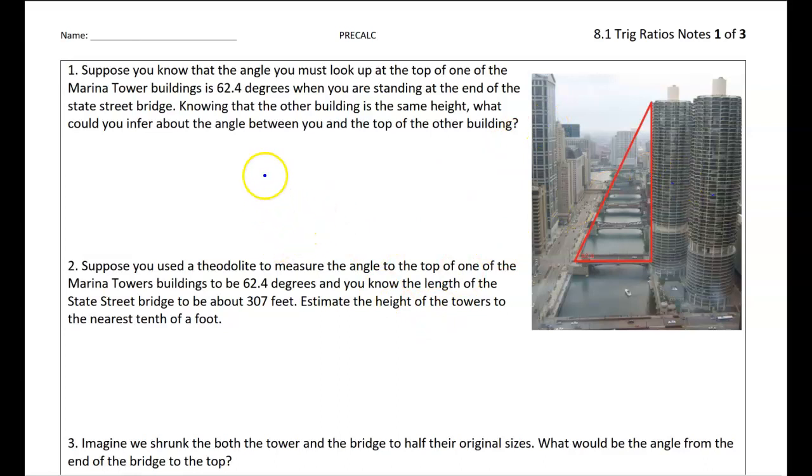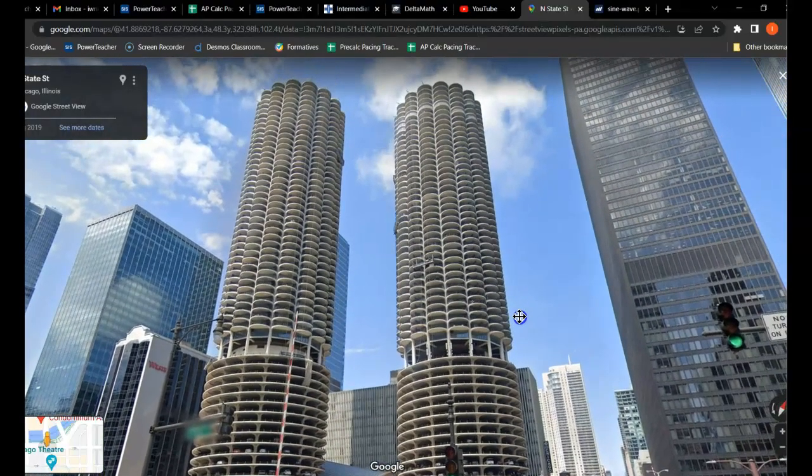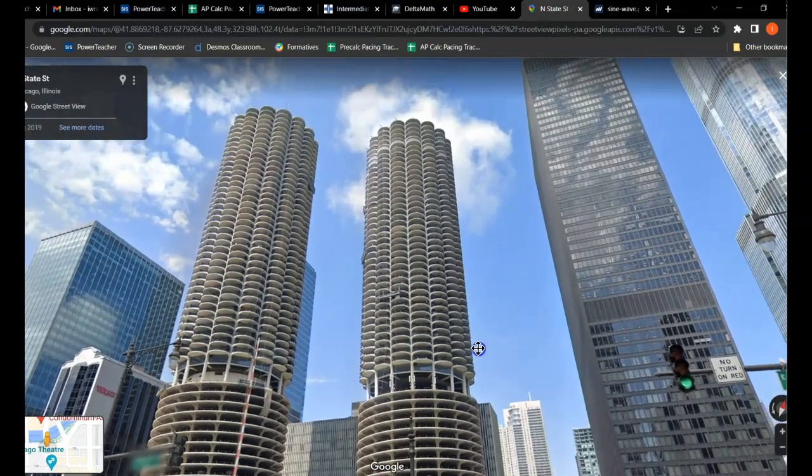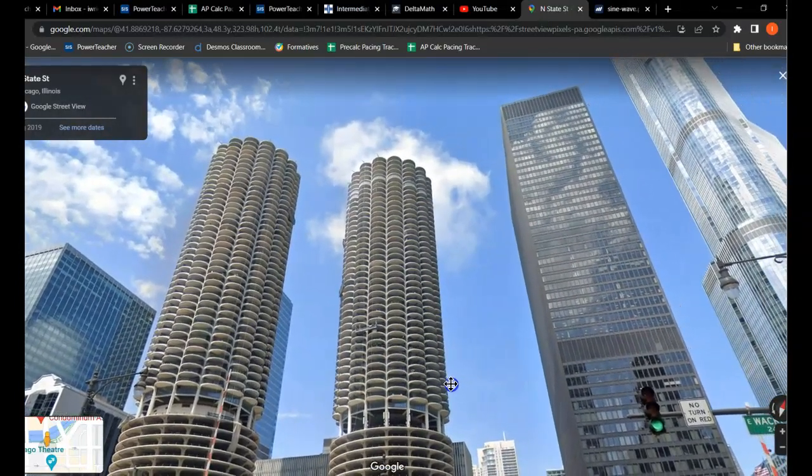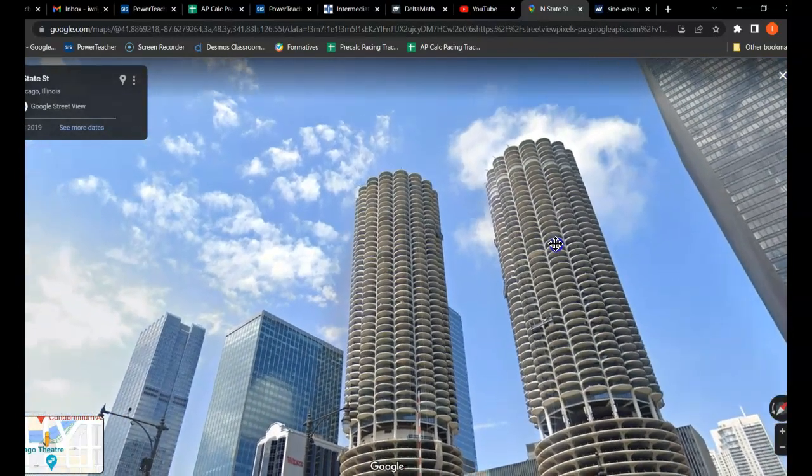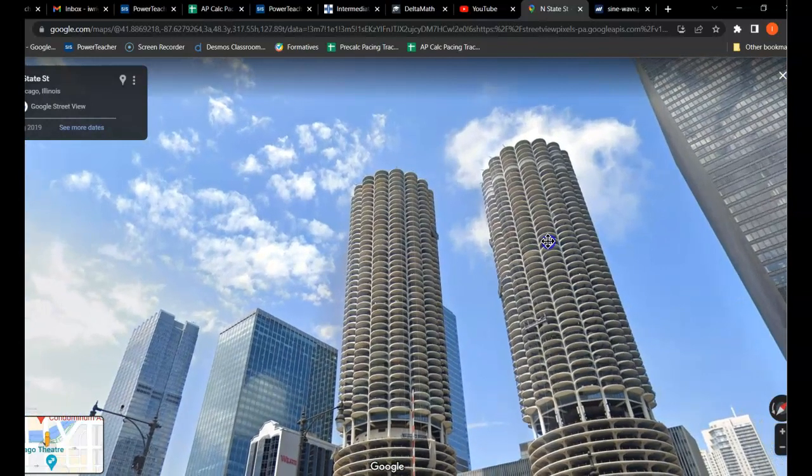So what we're asked to do is imagine we're looking straight up at the tower. Here we are on State and Wacker Drive in scenic downtown Chicago. I'm asked to look straight up at the tower. So here I am looking at the first tower. And the question is, if I turn to look at the other tower, what can we infer about the angle at which I'll lift my head, right?